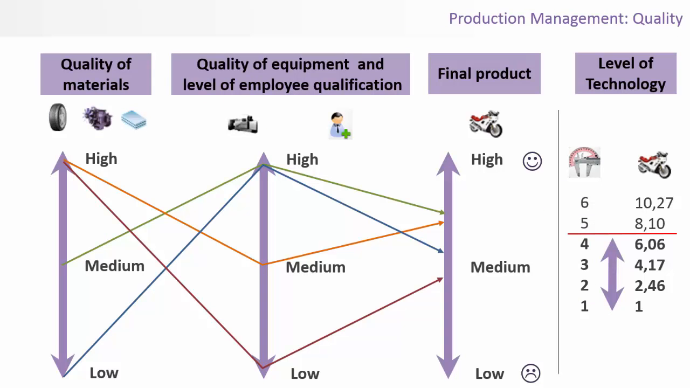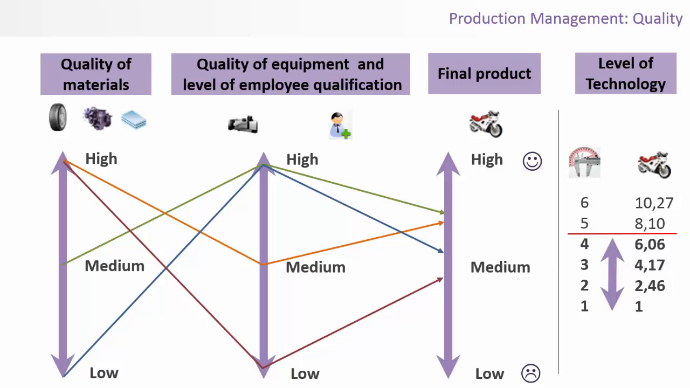Now that you have the basics of production management, let's move to the quality management part. There's always a question: how do we create a product of a higher quality? Or in other words, how do we manage the quality? There are three main aspects. One is the quality of the parts that you will be using: tires, engines, and steel.